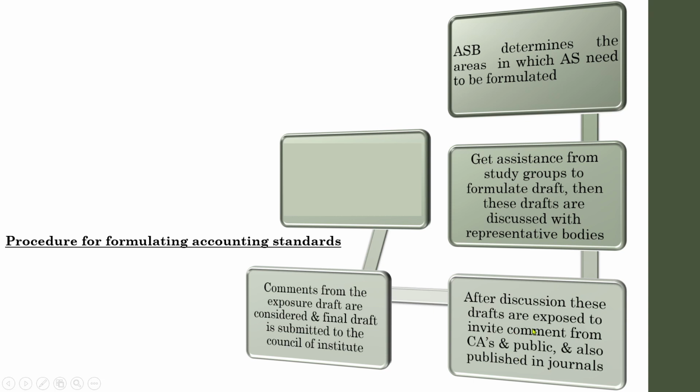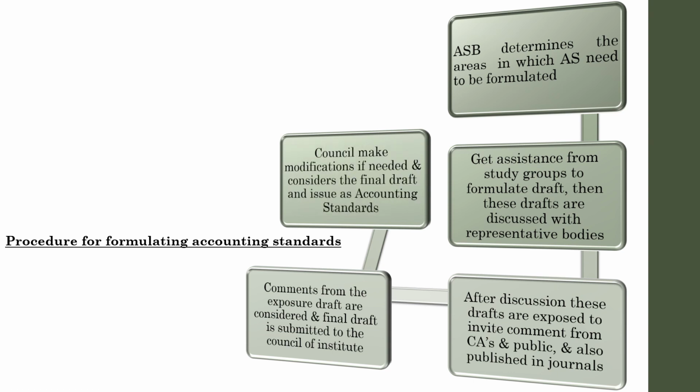In this stage there will be many suggestions, and those suggestions may be considered. After considering the suggestions, it may be submitted to the council of the institute. The institute is the one that finalizes the standards, and finally the council of the institute considers the final draft, and if necessary some changes or modifications may be made in consultation with the Accounting Standards Board. The accounting standard on the relevant subject is then issued under the authority of the council.